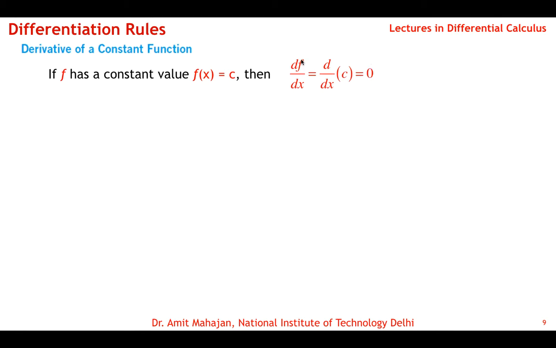So this is the notation, which is an operator notation similar to the prime notation, okay. So f prime is also the derivative, and df by dx also denotes the derivative of the function with respect to x, okay.